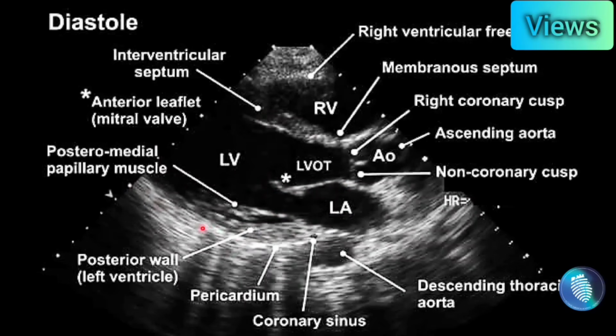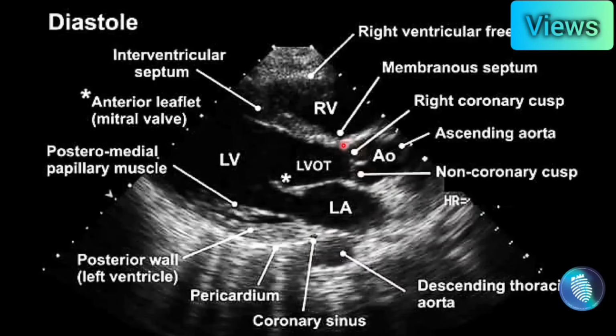Then we have the posterior wall of the LV, which has a different name in some nomenclatures, known as the infrolateral wall. So the posterior wall is the same as the infrolateral wall. This is the pericardium, and there is a small structure here in the atrioventricular groove, which is the coronary sinus. And then we have the descending thoracic aorta behind the left atrium.